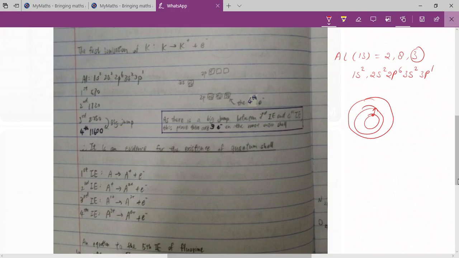Oh, so can I say that normally when there's a small jump between the shells, that means less energy, and a high jump is your maximum energy? Yes, so first to second will be your smaller jump, but second to third, as its orbit is large, so a maximum amount of energy will be required to move from second to third as compared to first to second, okay?